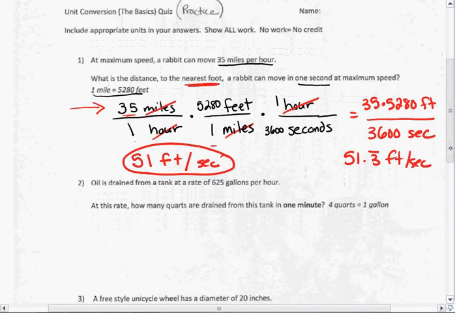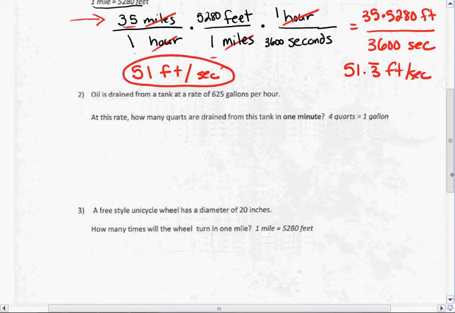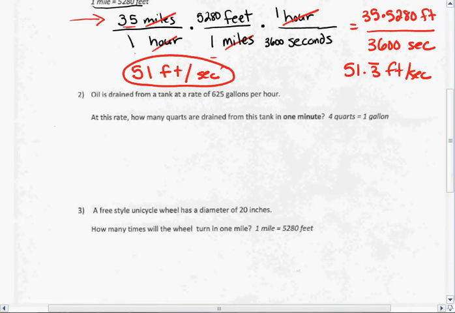Take a look at number 2. Oil is drained from a tank at a rate of 625 gallons per hour. At this rate, how many quarts are drained from this tank in 1 minute? Where 4 quarts are the same as 1 gallon. So I'm changing 625 gallons for every 1 hour.